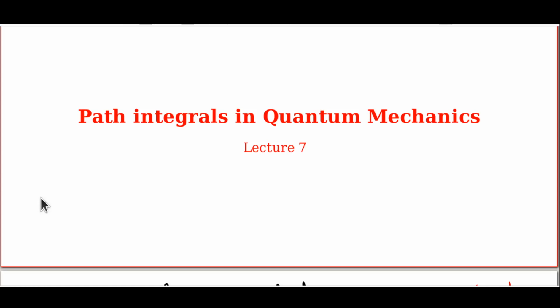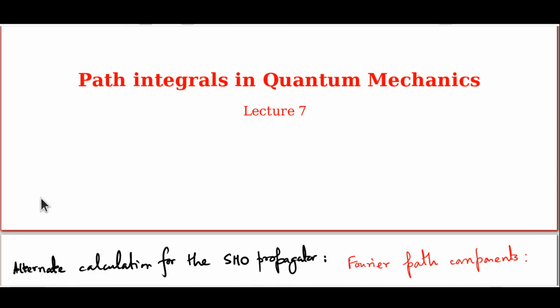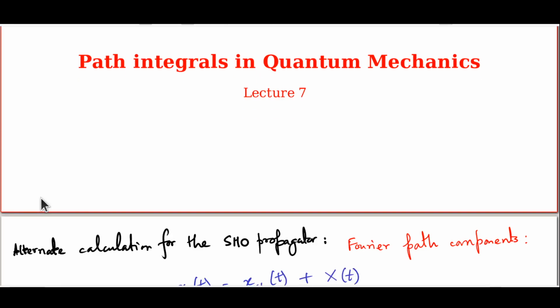Today's lecture will involve an alternate scheme for calculating the propagator for the simple harmonic oscillator. We have already found the result using one method, but it is actually quite useful to know several different methods for calculating the same simple thing, because each of these methods can be generalized for other more complicated situations later. This one involves using Fourier components for our fluctuating paths.